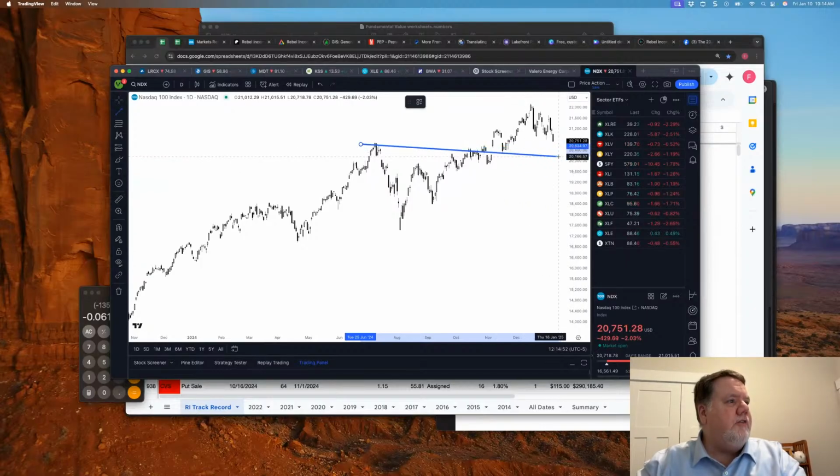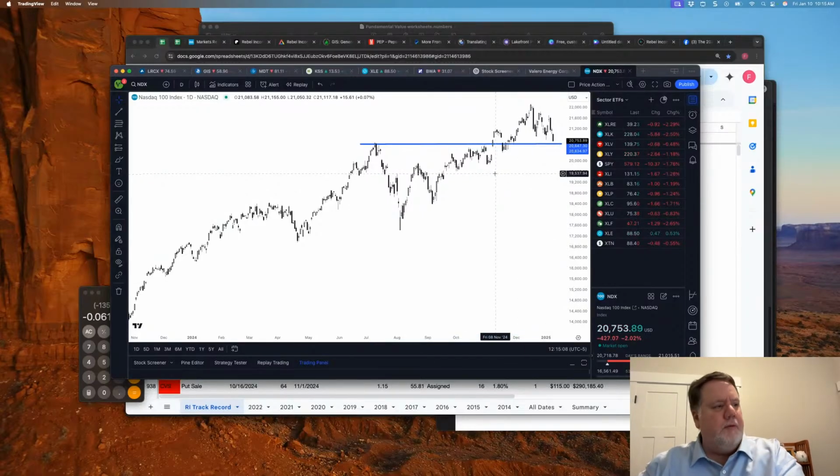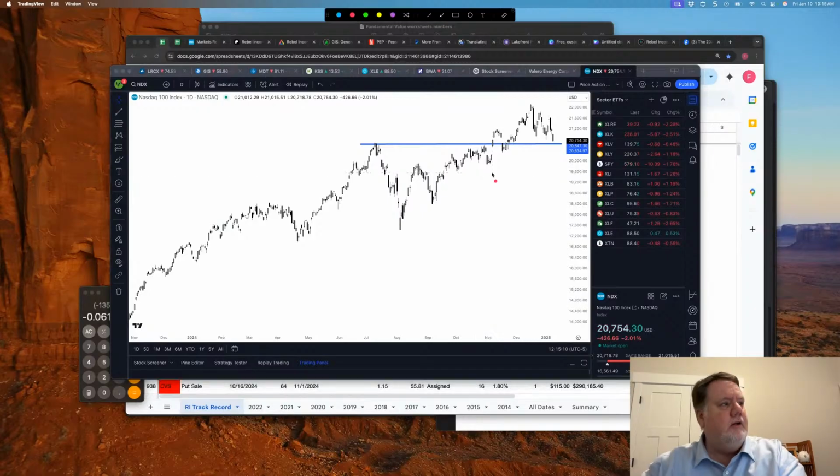Let's see, where's this line at? Yeah. We're only about 100 points away on the NASDAQ from a really significant pivot high that appeared right here in July. It coincides with a lot of pivot activity here as well. So we may be approaching support.